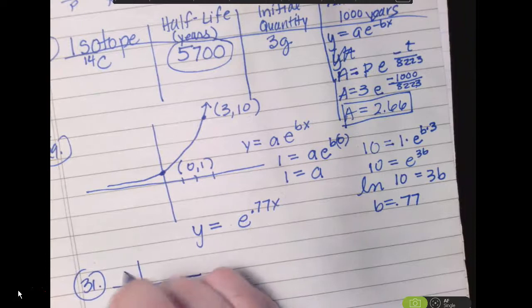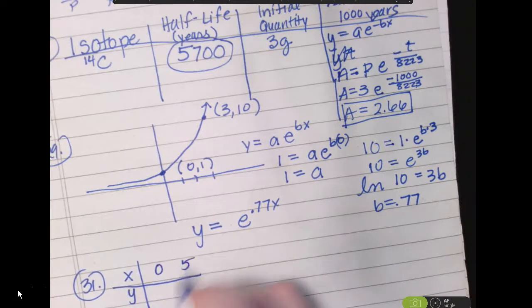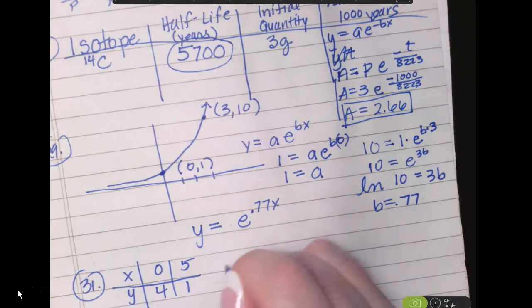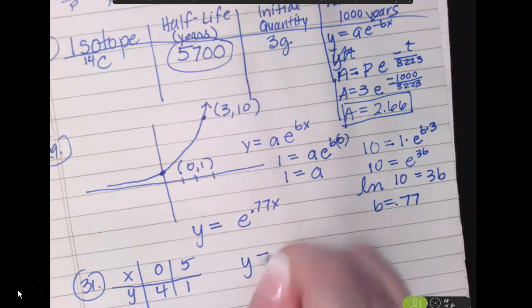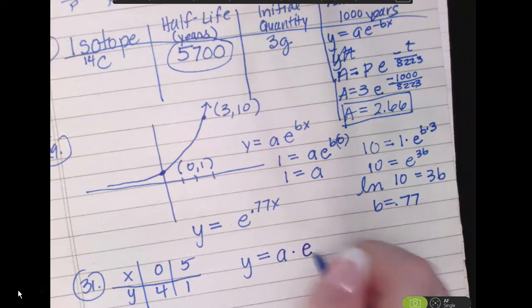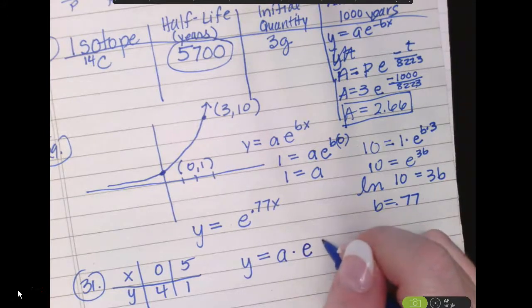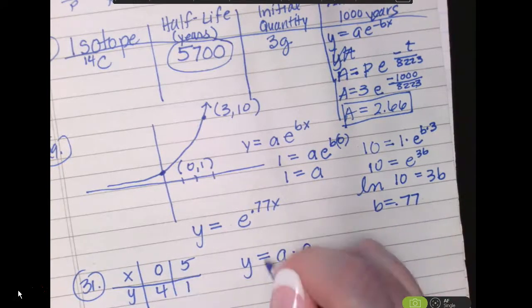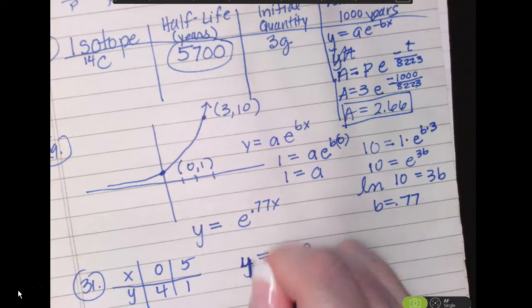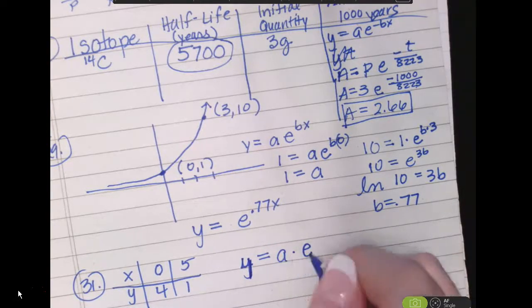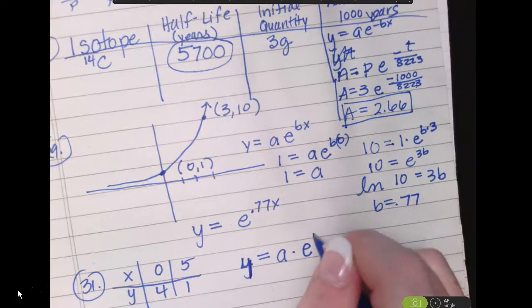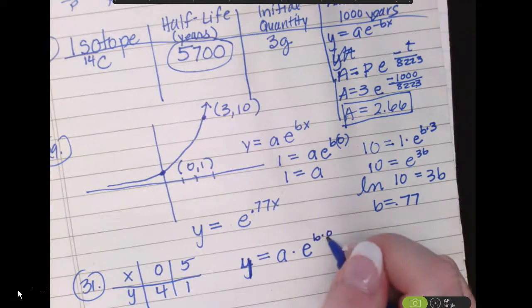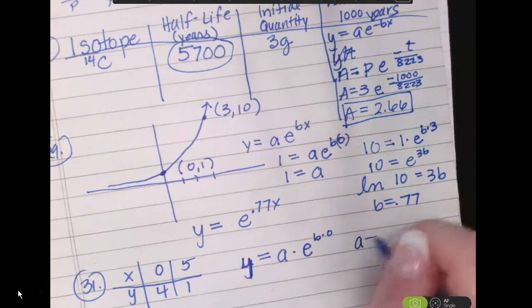And in number 31, here I've just got a table of values, 0 and 5, 4, and 1. So I'm going to substitute those in the same way when x is 0, y equals 4. So that's going to be a 4 over there. 4 equals a times e to the b times 0. e to the 0 is 1, so a is 4.